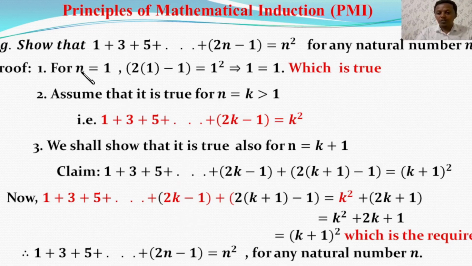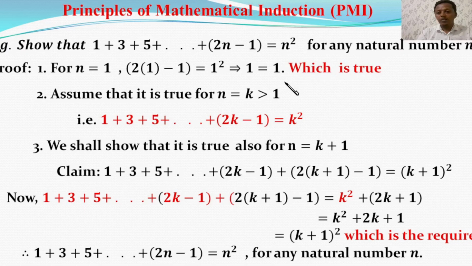Just similar to that, if you show it is true for k is equal to 1, it will be true for k is equal to 1 plus 1, which is 2. If it is true for k is equal to 2, it will be true for k is equal to 3. If it is true for k is equal to 3, it will be true for k is equal to 4. So inductively, the given statement is true for every natural number.